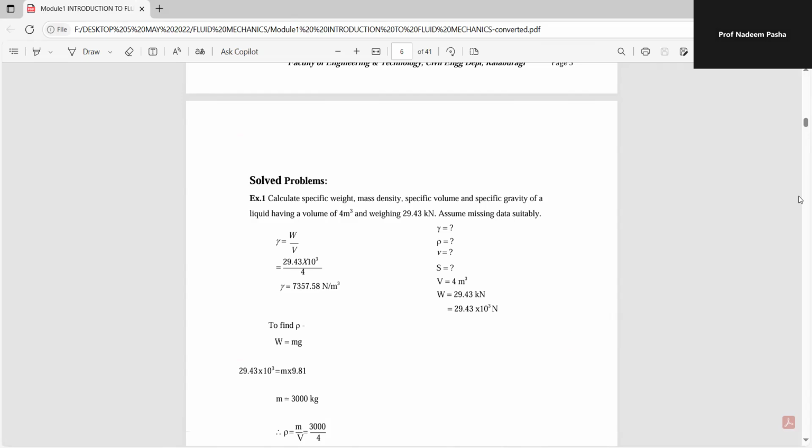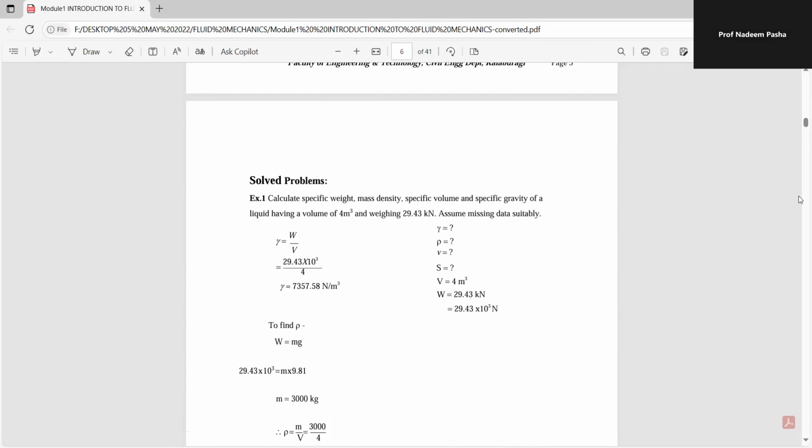So what is being given? The liquid volume is given. That is, capital V is given to you. It is 4 meter cube, and the weight, that is W, is given to you. How much is it? 29.43 kilonewton. Any other data can be assumed suitably. So any other data, in the sense, density of water you can assume as 1000 kg per meter cube.